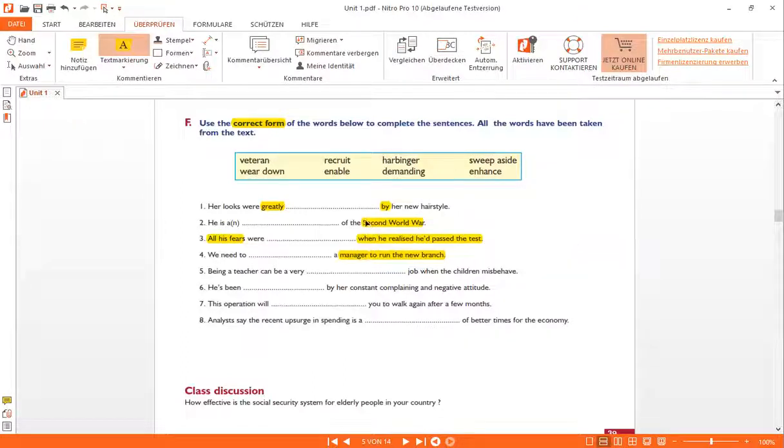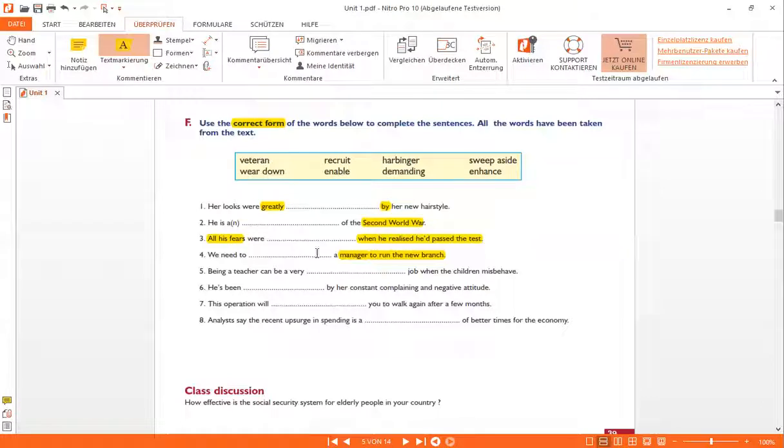Number 2, he is a veteran of the Second World War. We're talking about war. So obviously, those of you who know what the word veteran means, it means somebody who took part in the war in the past. They're no longer soldiers. They are called veterans. Number 3, all his fears were swept aside when he realized he had passed the test. So you can imagine this person was very afraid, and as soon as he realized he had passed the test, what happened to his fears? We say fears were swept aside, okay?